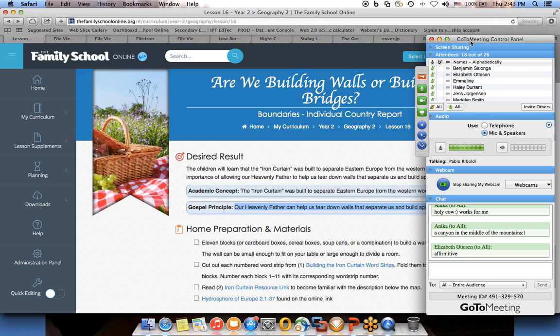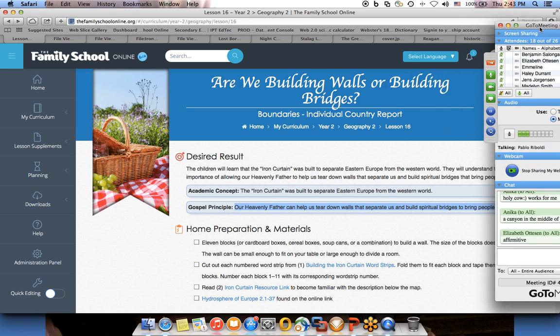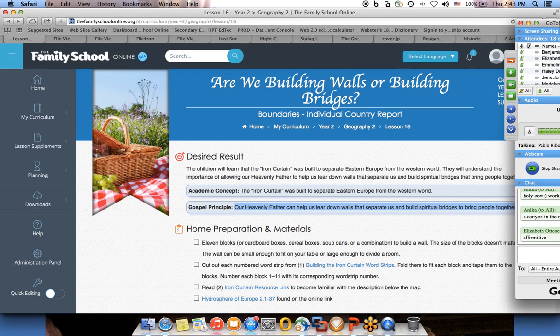Yeah, you are in a canyon in the middle of the mountains. Holy cow, yeah. Well, you need to go to some place where you can see some shadow. So make it a family trip.